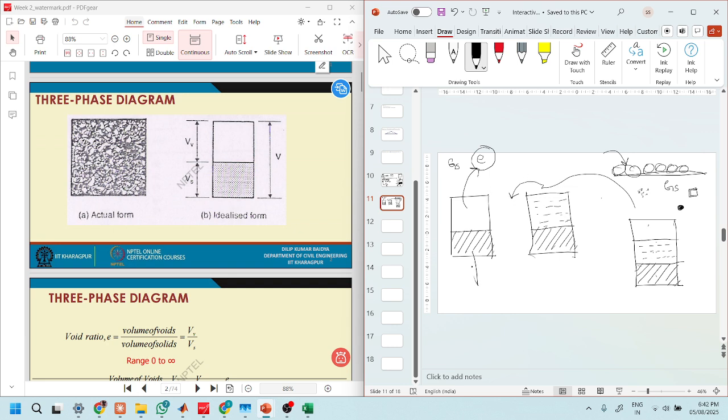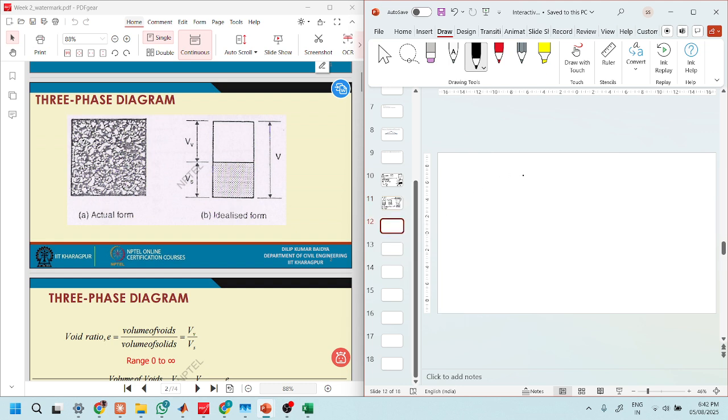Because in principle, in classical soil mechanics, this does not change. Your volume of solids will never change. Your weight of solids will never change. It will always be fixed. Whatever you are doing, whether compacting, compressing, or consolidating, only the voids change.